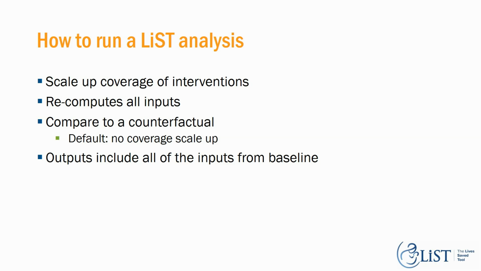And essentially, running a LiST analysis will mean scaling up the coverage of certain interventions, the interventions that are of interest to you. And then it will recompute all of the inputs based on this new coverage data. And it'll compare to the counterfactual, meaning it'll compare to what would have happened if you hadn't done that scale up. So it'll do a comparison between what happens if I increase my coverage compared to what would have happened if I had not changed any of my input.